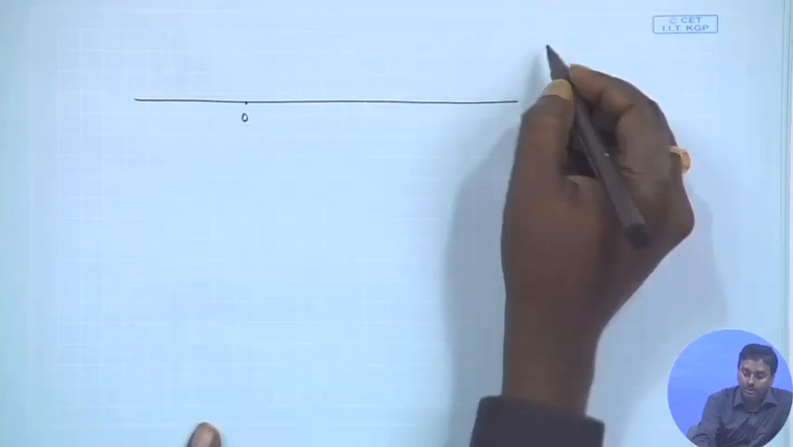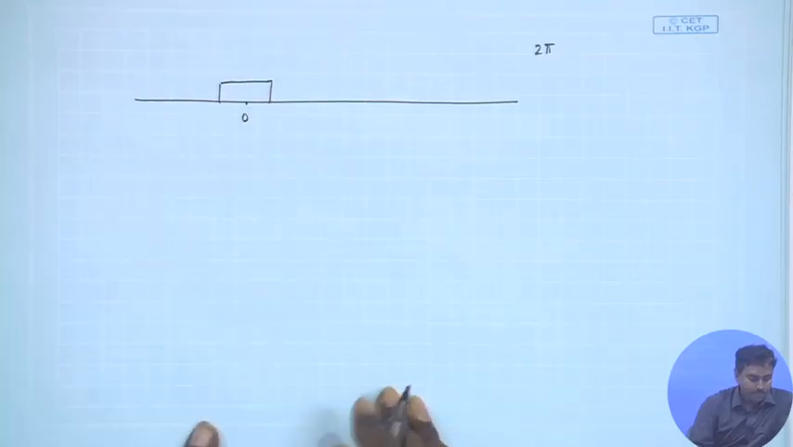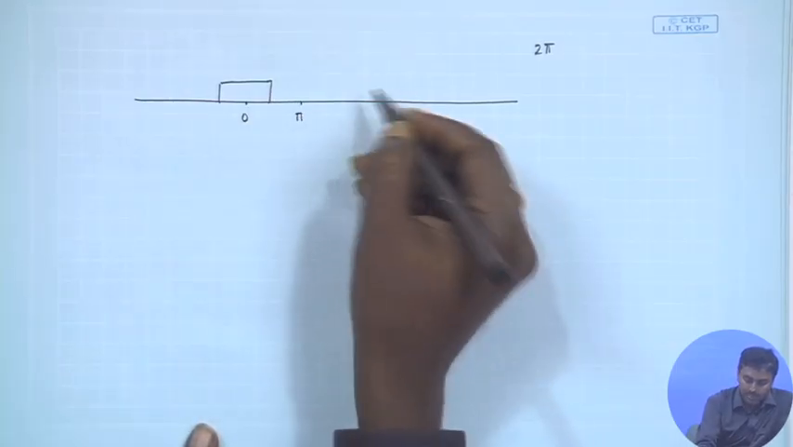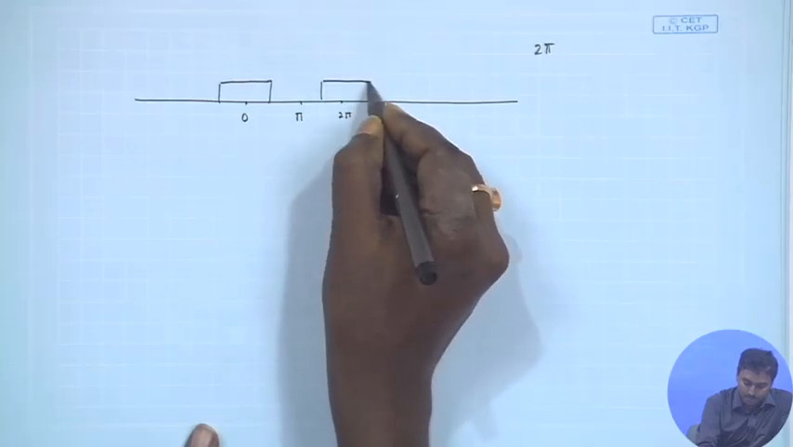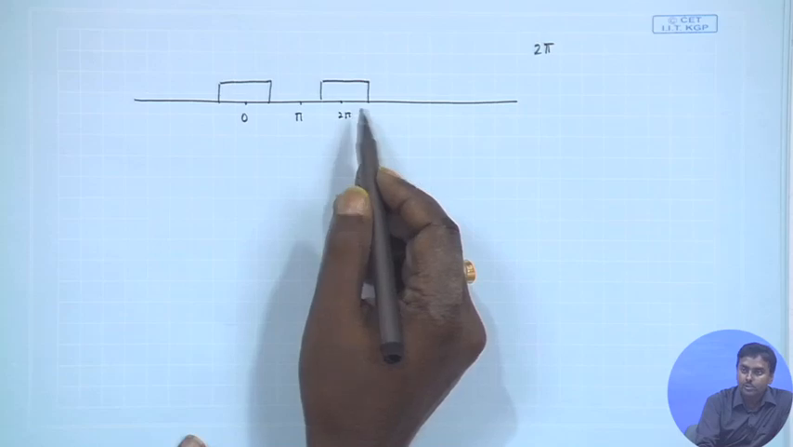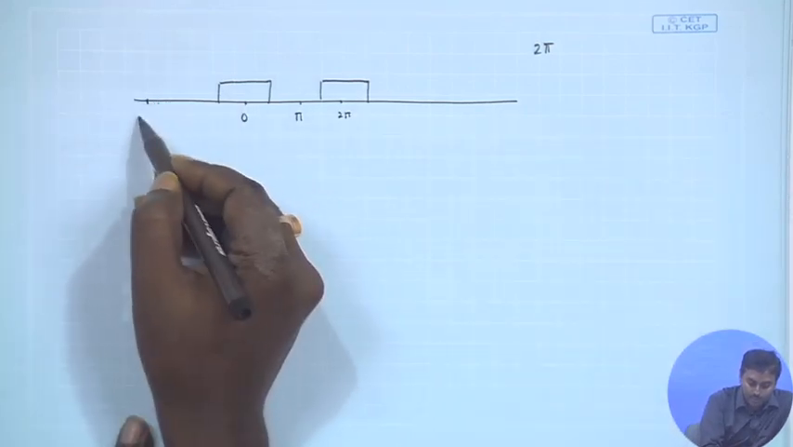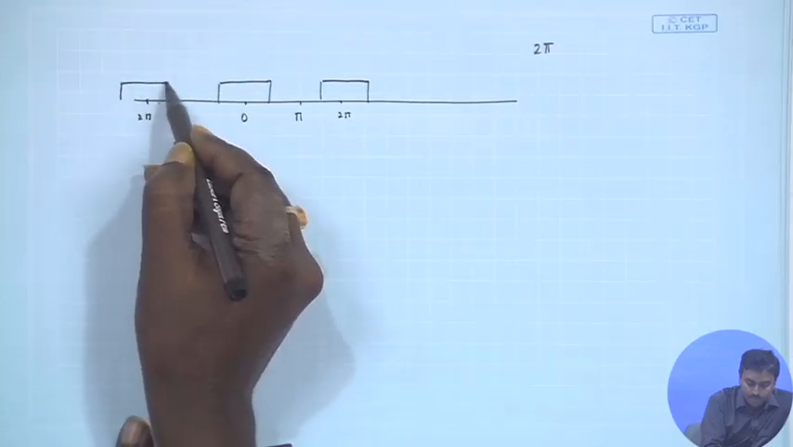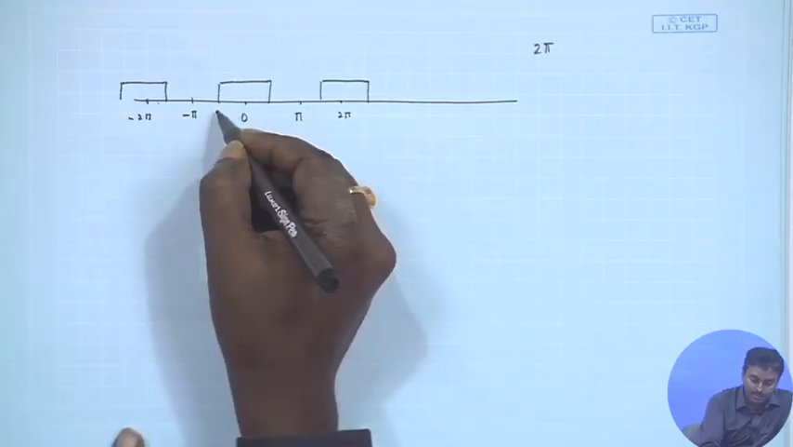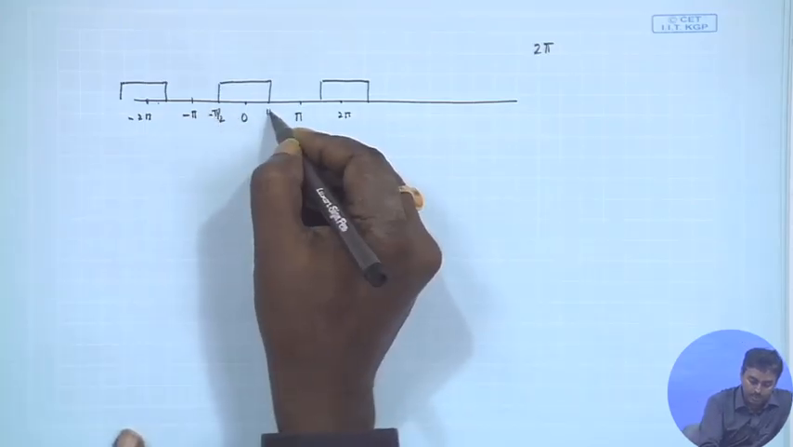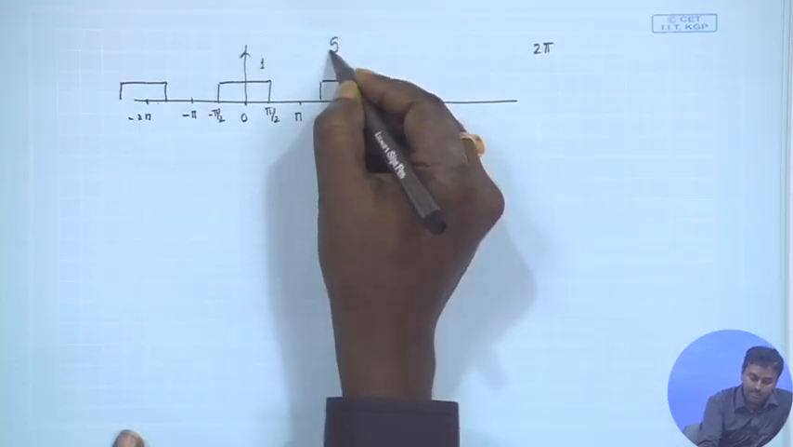So this signal is something like this. It has a period of 2 pi, and it is represented as this. This is pi, this is 2 pi. After every 2 pi it gets repeated, same in the negative also. So at minus 2 pi, basically this is minus pi by 2, this is pi by 2, this amplitude value is 1. So this is my g(t) if you just take.